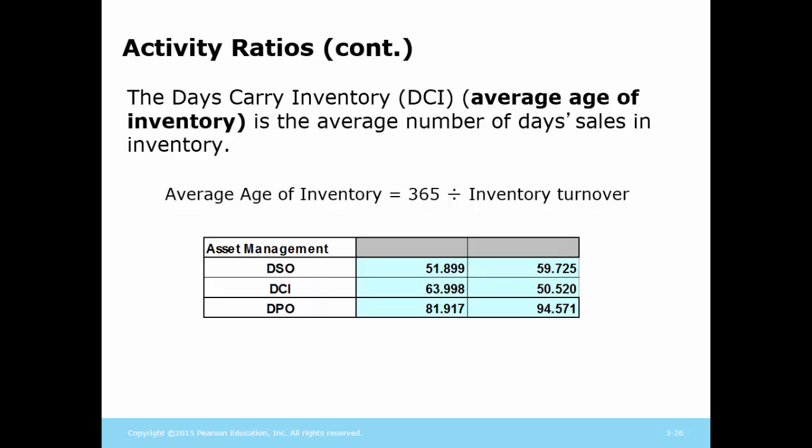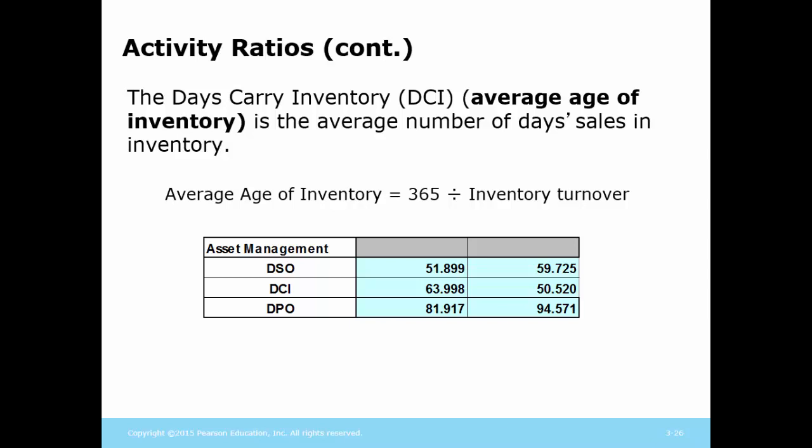Moving on, we want to talk about something called activity ratios. Activity ratios measure how efficiently management is utilizing the assets of the company to generate sales. So in this case, we're going to use something called days carry inventory, DCI. Sometimes they also just refer to it as the average age of inventory. But here, essentially, DCI, you can see that 63.99 is 2014 and 50.52 is 2015. This tells us the average number of days inventory sits on the shelf.